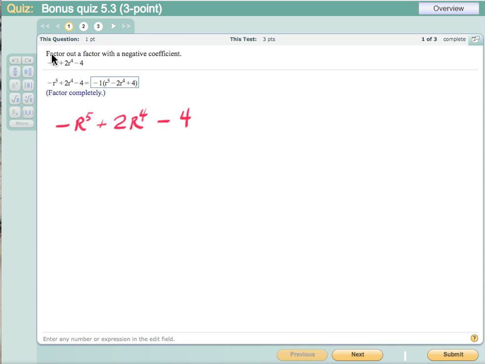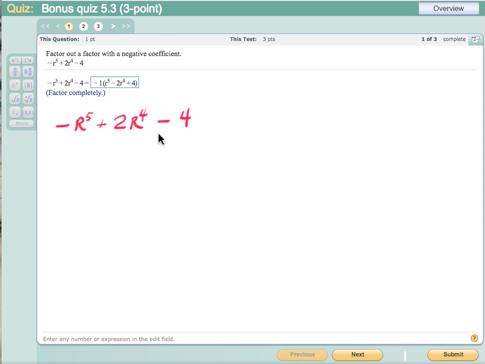This first problem, they ask us to factor out a factor. And that makes perfectly good sense to me. They want us to factor out a factor with a negative coefficient. Now that's, in a sense, a new station. And it becomes a primary skill as we move forward into Chapter 5 and especially Chapter 6. They want us to factor out a negative number from these three terms.